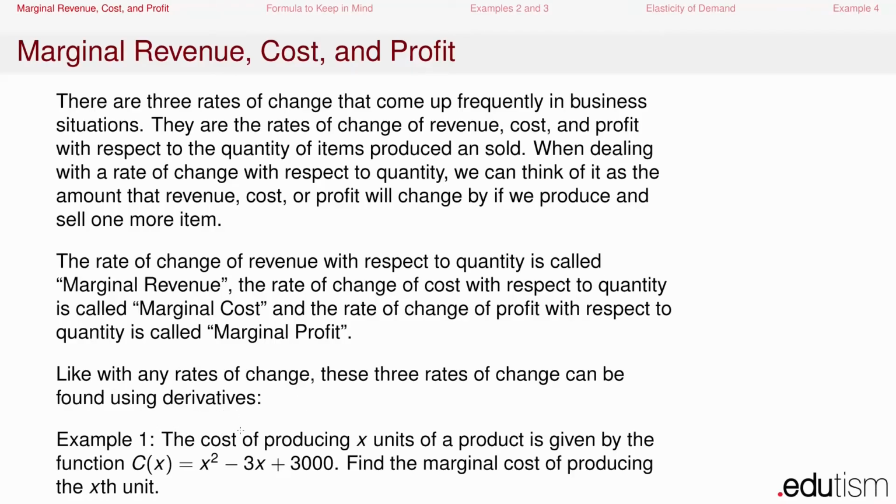So in example 1, we have the cost of producing x units of a product, and we have the function that gives it. C of x equals x squared minus 3x plus 3,000. So we want to find the marginal cost of producing the xth unit. Well, the marginal cost is just C prime, the derivative of cost. That gives me 2x minus 3. So this is the marginal cost.